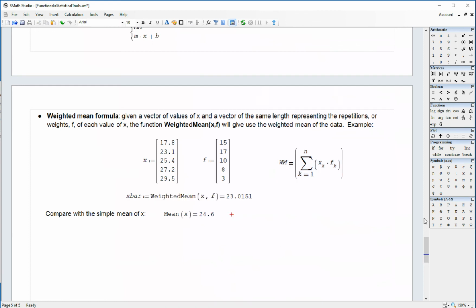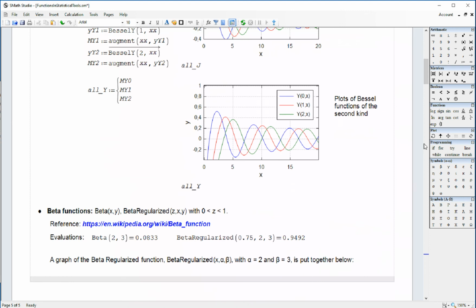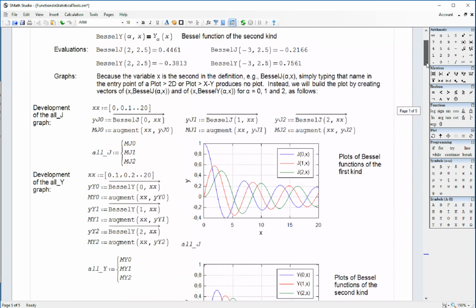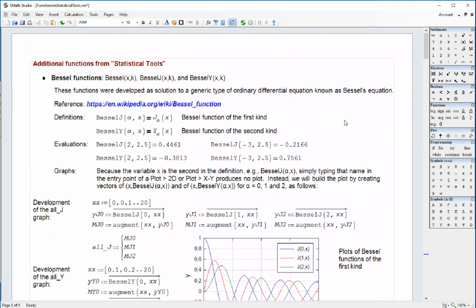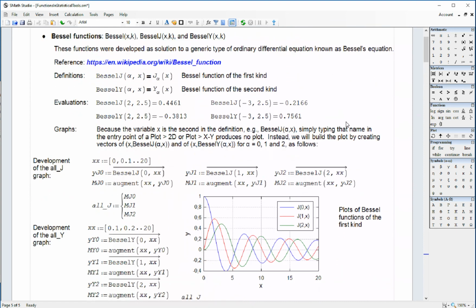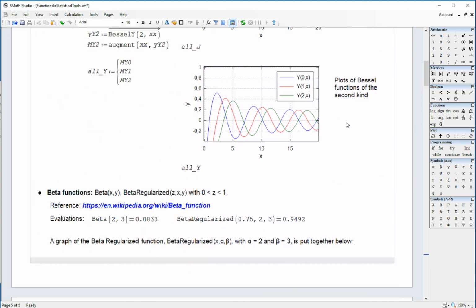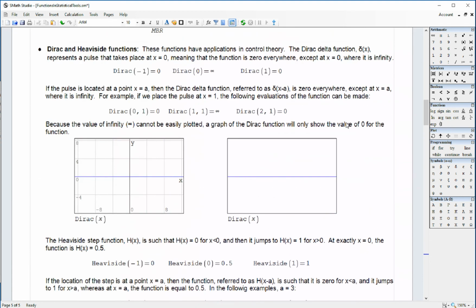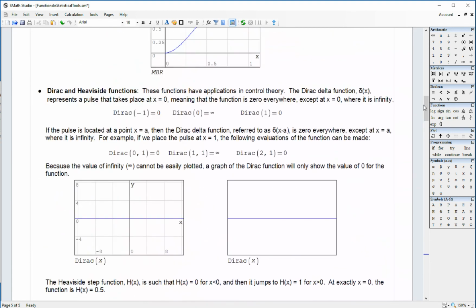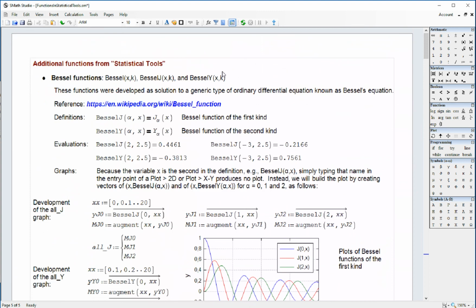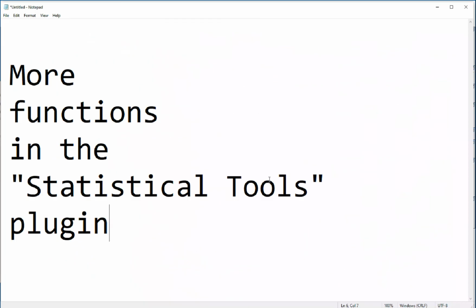And these are some of the functions that are available in statistical tools. I don't know if you're going to find them useful or not. But if you ever need to refer back to this video, you can look at that. You can produce screenshots of this if you need to. And I hope you find it useful sometime in your mathematical applications. And with that, we're going to end this video about the statistical tools plug-in additional functions.